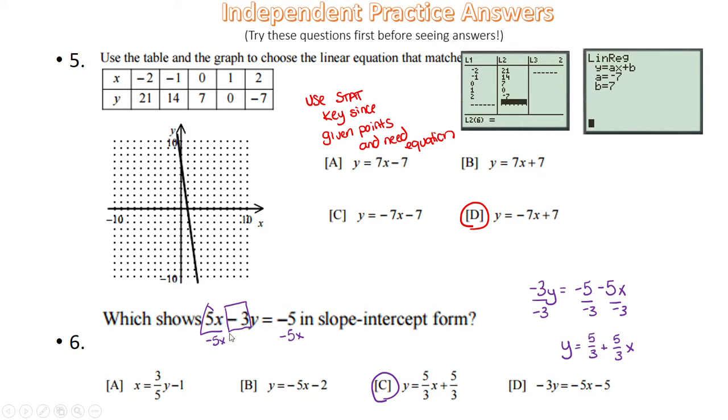On number 6, slope-intercept form means we need to solve for y. So we set up our rectangle and triangle, subtract 5x on both sides. Know that you can't combine these because they're not like terms. Divide by negative 3. And by dividing by negative 3, my negative 5 divided by negative 3 turns this into positive, and it turns my slope and my x term into positive as well. So my answer is C.